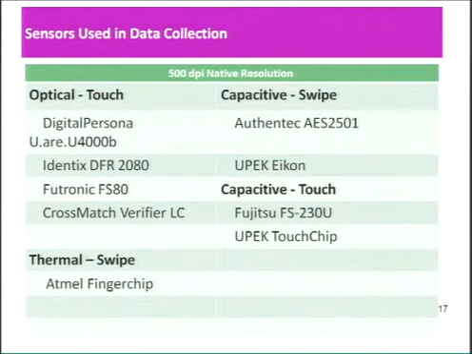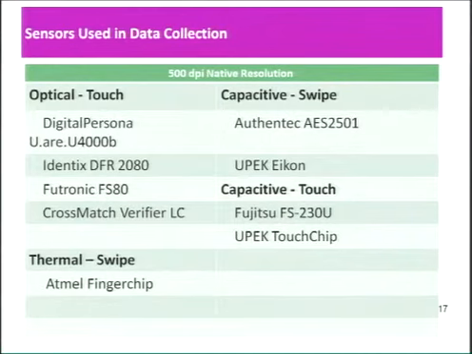So, like I mentioned before, there were 9 different fingerprint sensors that were used in this research, and all the fingerprint sensors provided images that were 500 dpi resolution. This was a decision that was made to create a baseline for all the fingerprint images. There were four sensors that were of optical touch type. There is only one commercially available thermal swipe sensor, so that was used for the study.